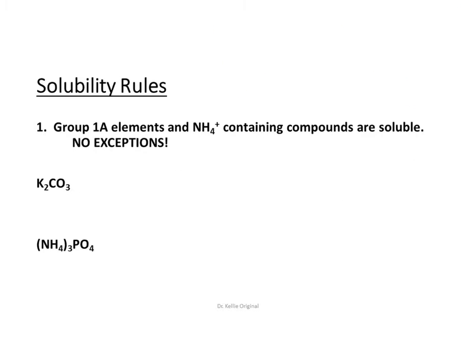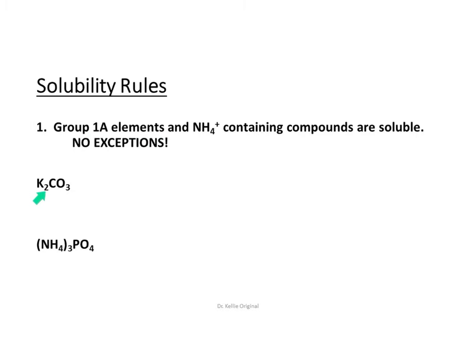All right, your first rule, and this is a rule to which there are no known exceptions. If it conflicts with any other rule, this rule's always right. Group 1A elements and ammonia containing compounds are soluble. No exceptions. How would we use this rule? Well, we would use it like this.